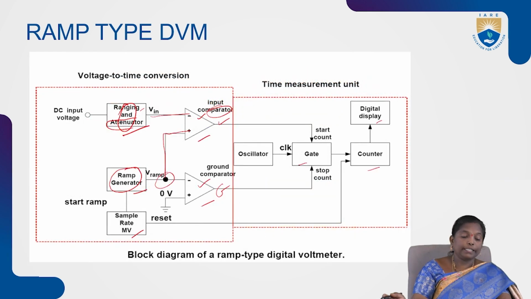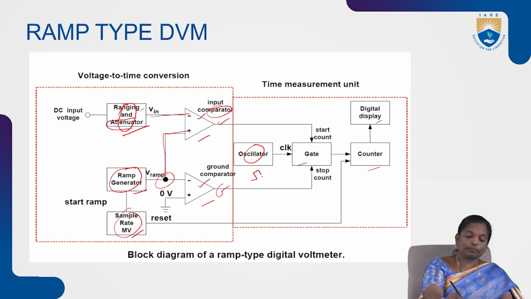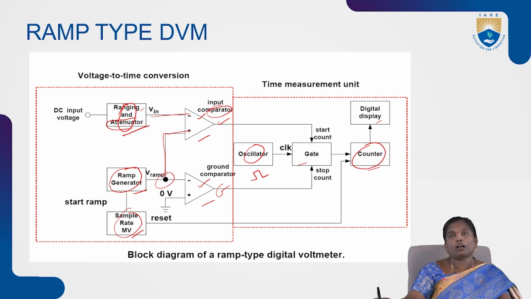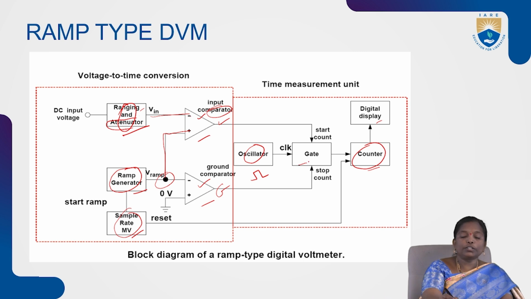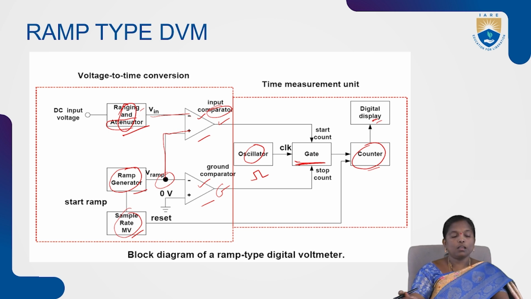The next block is the sample rate multivibrator. It is used to generate the pulse signal whenever required. The next one is the oscillator, which generates pulses or the clock signal. Then the counter: its main purpose is to count the number of clock pulses passing through the gate during the time interval. And the digital display is mainly used to display the output.